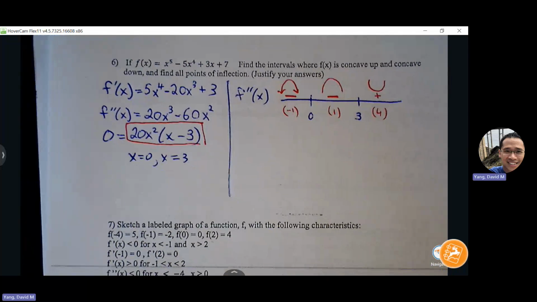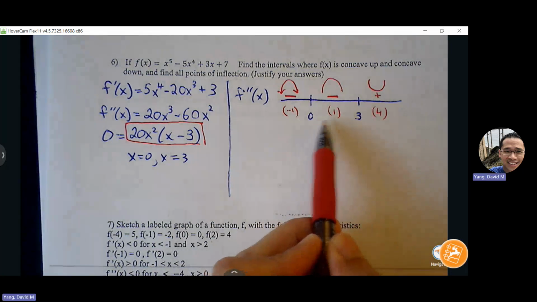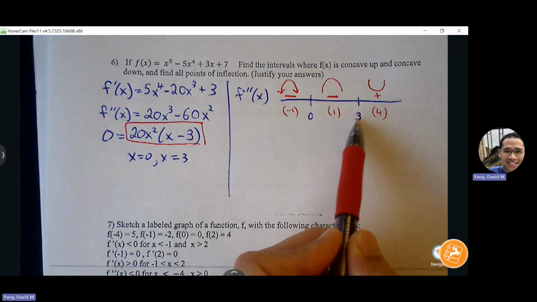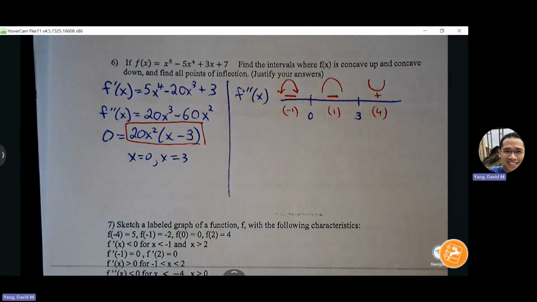How many points of inflection do you see? There are two critical points, but what makes one a point of inflection and what makes one not a point of inflection?